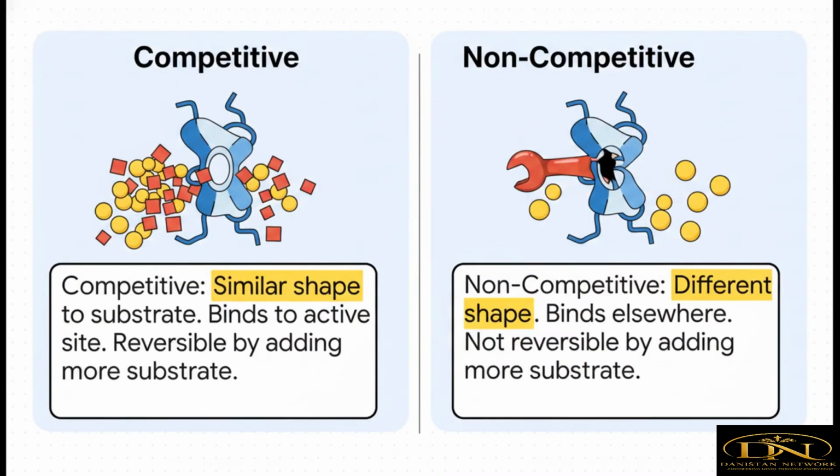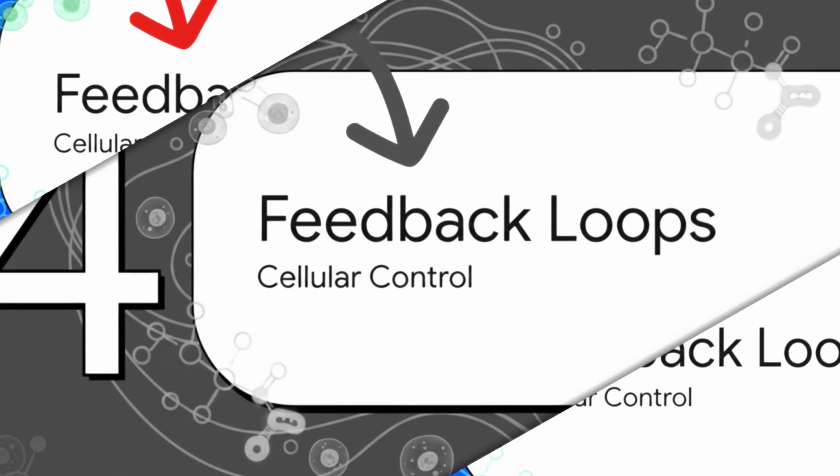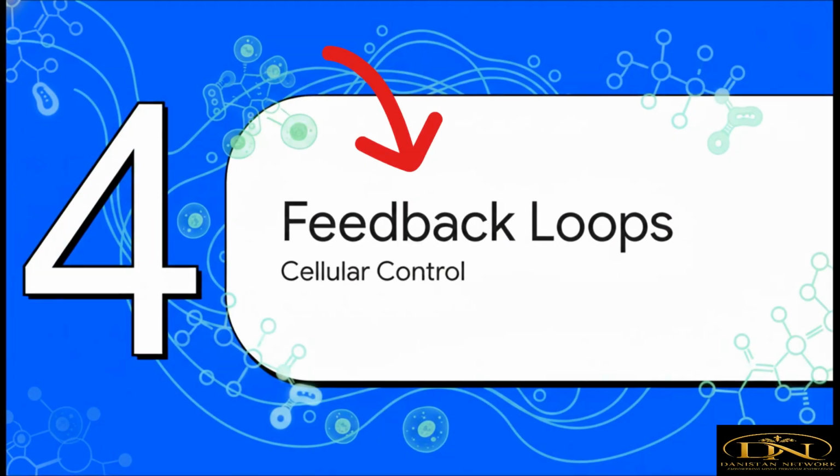So let's put these two side by side to really nail down the difference. With competitive, just remember, it has a similar shape, it binds to the active site, and you can reverse it by adding more substrate. For non-competitive, it's the opposite. It has a different shape, it binds somewhere else, and adding more substrate does absolutely nothing. That's the core distinction.